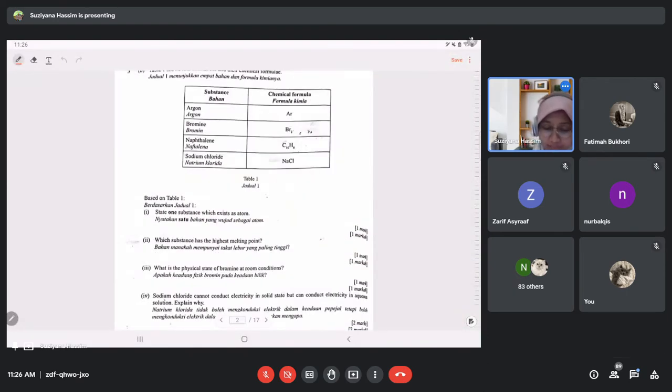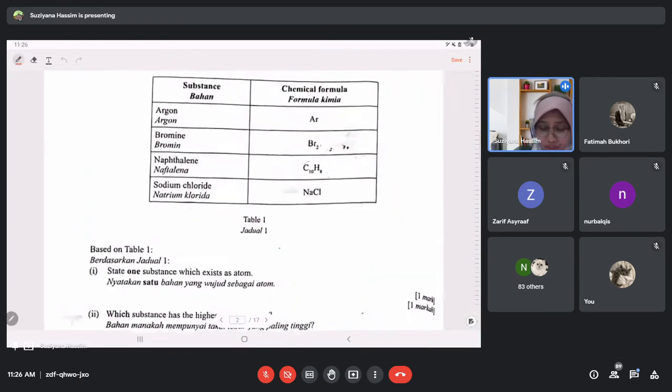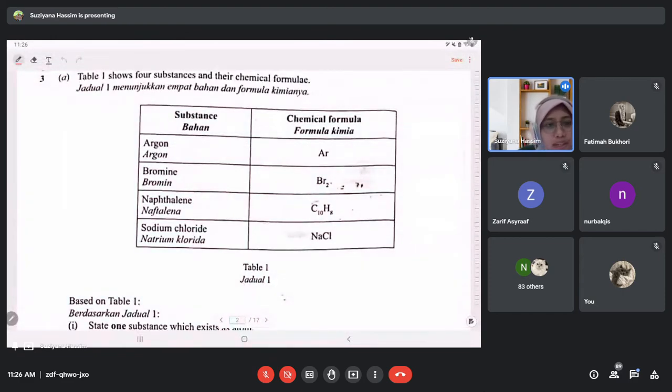Okay, this question, make it bigger. This is an SPM question. When talking about the substances, chemical formula. So, can you add one more here? You can scribble, dear. Later you scribble, make your own notes.